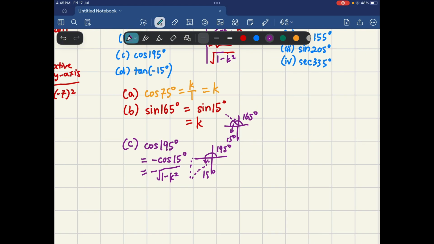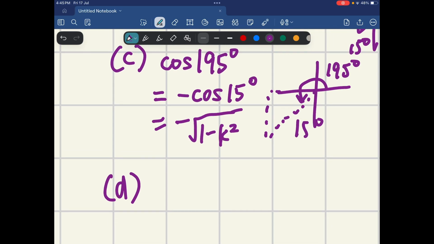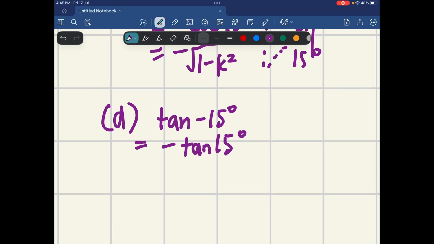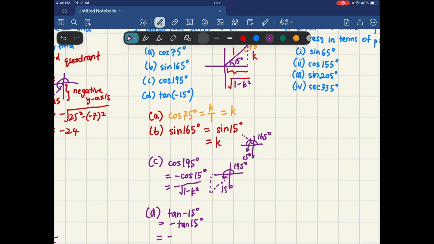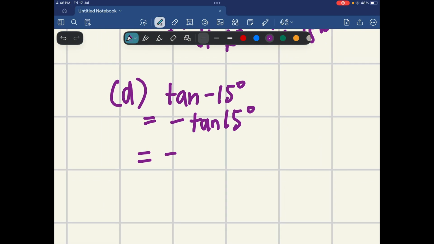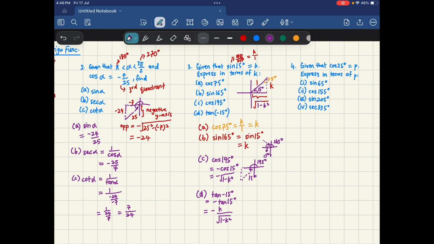So that's your C. And then D, tangent minus 15 degrees. You can actually bring out the tangent. You bring out the negative. You have minus tangent 15. So tangent is opposite over adjacent. So it'll be k over square root 1 minus k squared. And this is how you do question 3.